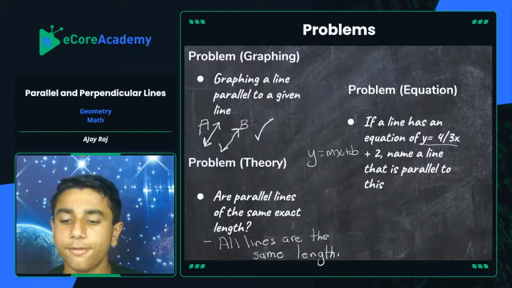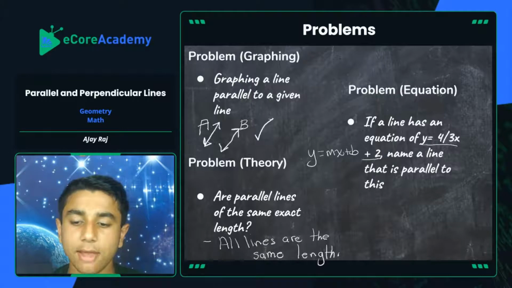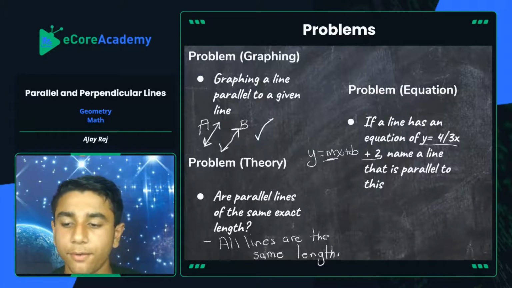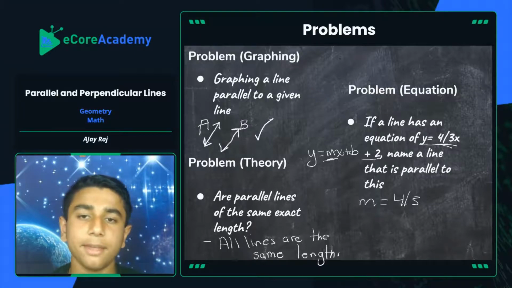And what we're going to do first is only look at the m value. Now we know that the m value is what's multiplied by x. And we see here that 4/3 is the m value. So I'm going to write that out. m equals 4/3. Now we know that parallel lines both have the same exact slope.